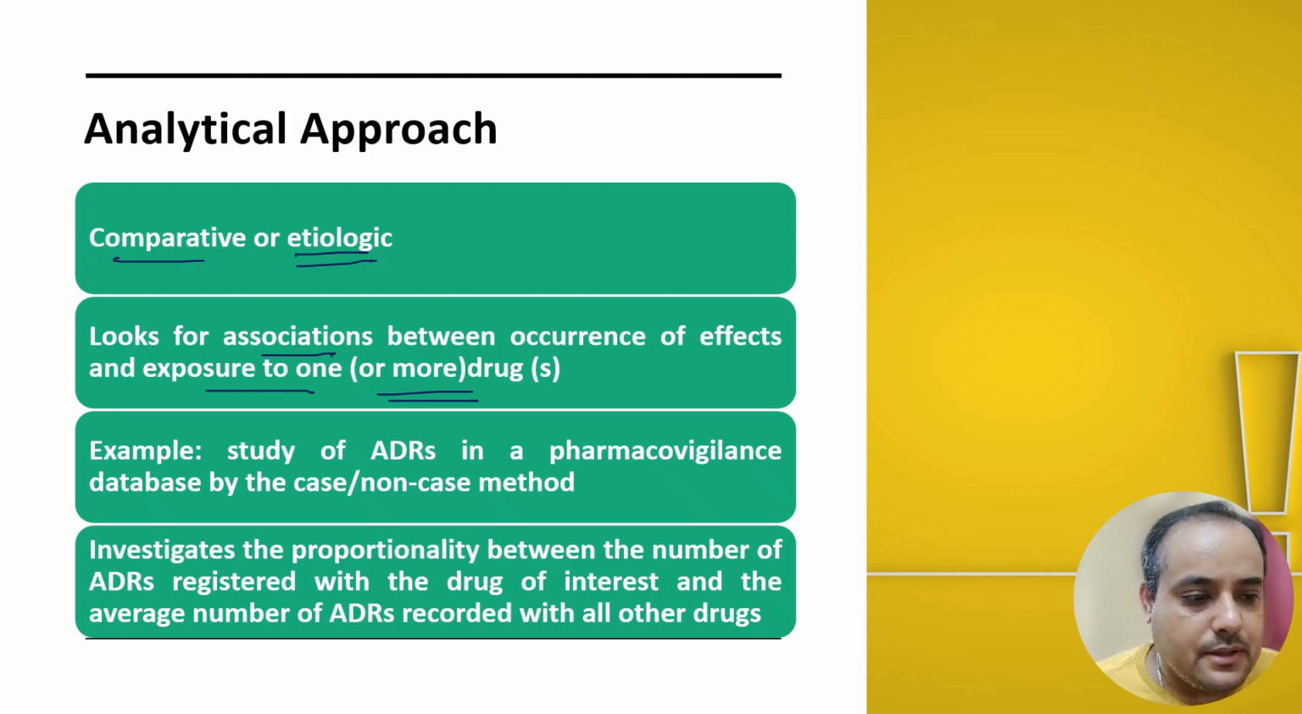As for example, we can study the adverse drug reaction from a pharmacovigilance database with the help of a case non-case method. Now what is a case non-case method? In a case non-case method, we basically investigate the proportionality. Now proportionality between, obviously if it is case and non-case, that means proportionality between two parameters. One will be the case, another will be the non-case.